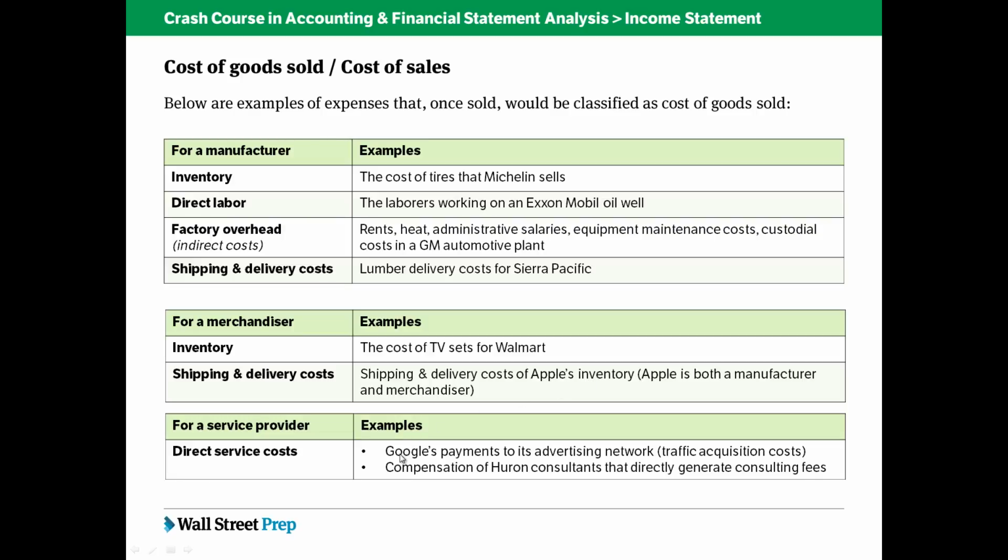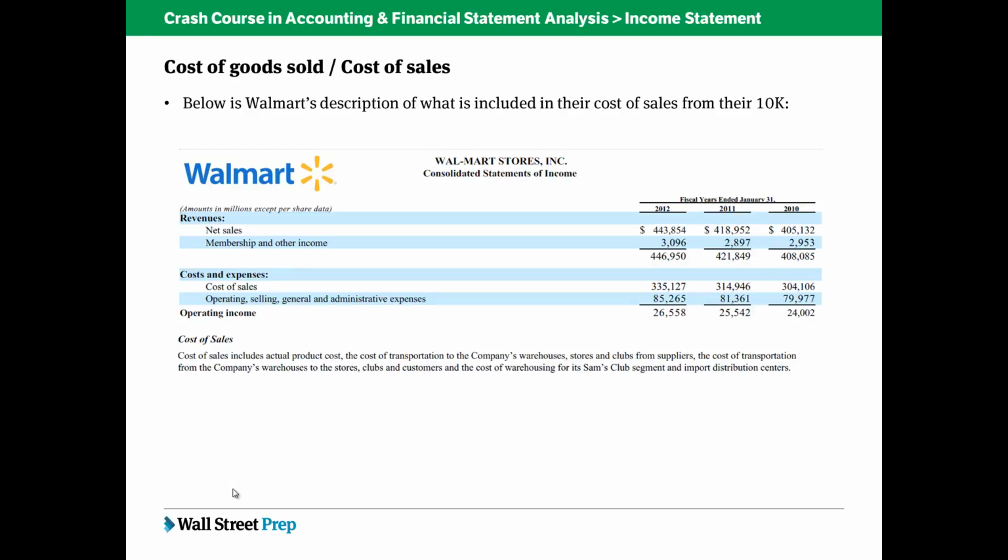For a service provider, direct service costs are going to hit cost of goods sold. So for example, Google's payments to its advertising network. And this is a little bit trickier, but for example, when Google has its advertisements running on its affiliate websites, the payments that Google has to make to those affiliates, that's going to be recognized as a direct cost of goods. Let's talk about the ultimate service company, like a consulting firm. The compensation of Huron consultants that directly generate consulting fees, that's going to be their direct service cost. That's sort of the equivalent of a cost of goods sold line, as opposed to something like selling, general, and administrative costs.